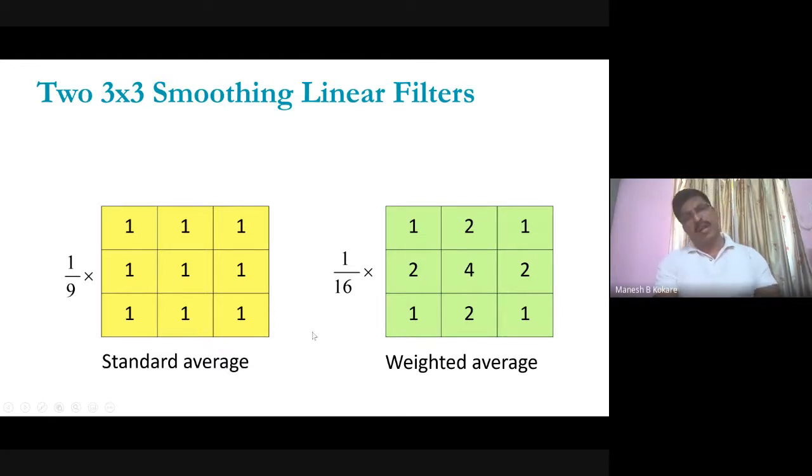Another way you can do it is as a weighted average, meaning you can give more weightage to the pixel under consideration, and then 50% weightage to the pixel to the right, left, top and bottom, and the diagonal pixels are given less weightage. Now this is averaging. So what is the value of the sum of the weights of this mask? If you add them, it will come to 16, so you have to multiply by 1 by 16. So either you can use the weighted average or the standard average filters and so on.